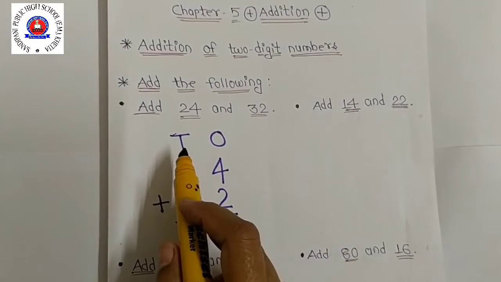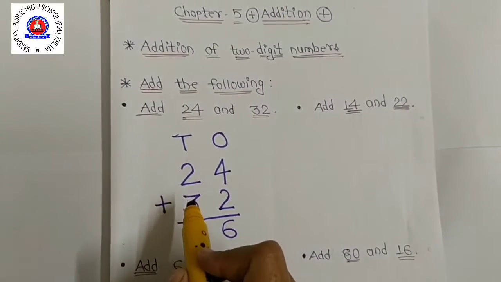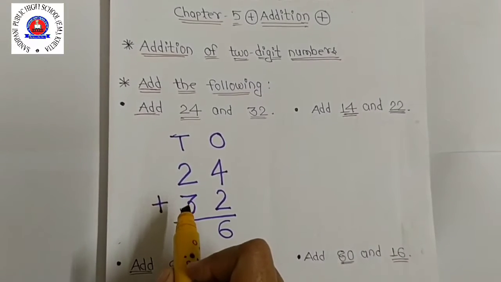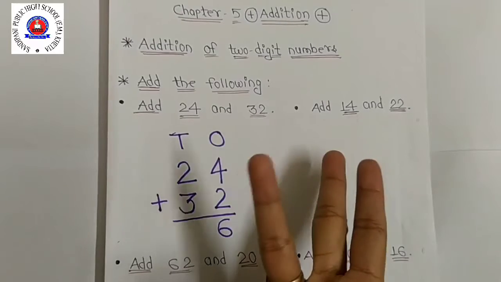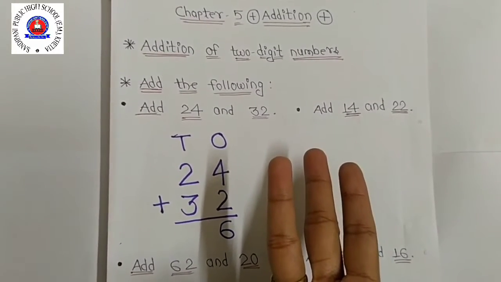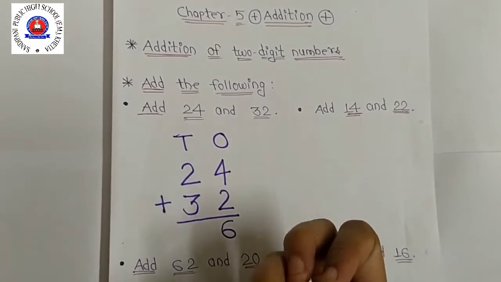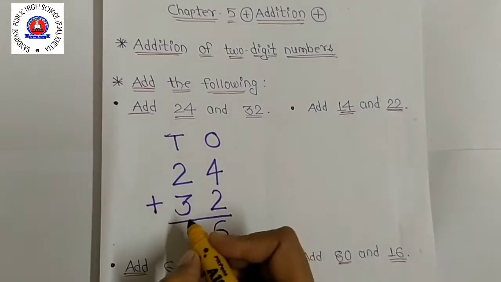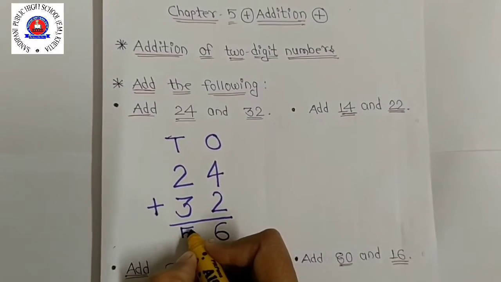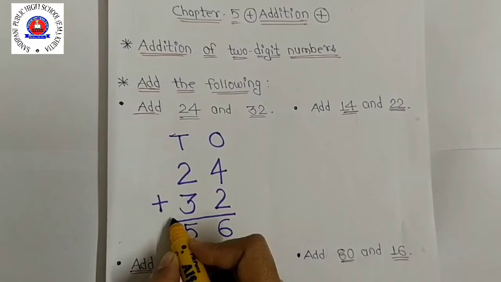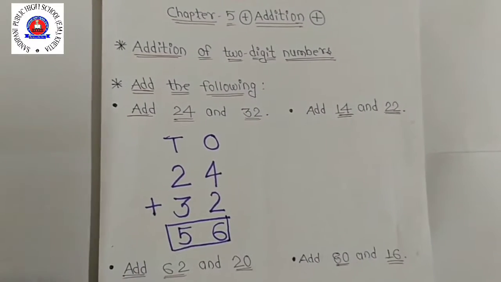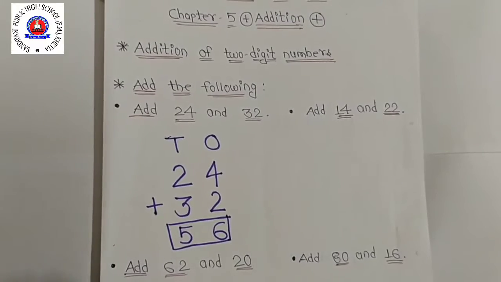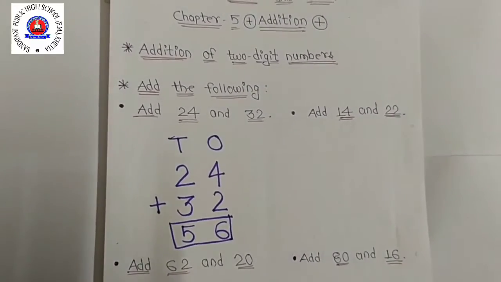6. In the tens column, what is this? 2 plus 3. Keep 2 in mind, and the next number is 3. Show 3 fingers, 1, 2, 3. Now count after 2: 3, 4, 5. So write here 5. Now close this. This is the addition of two digit numbers. Clear?